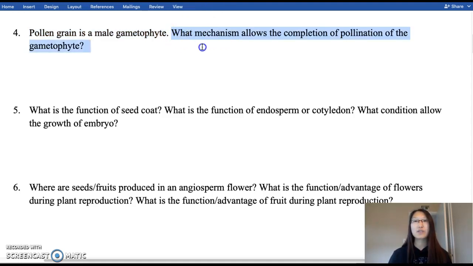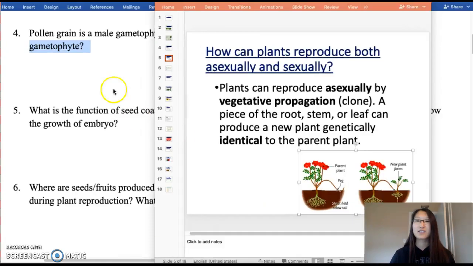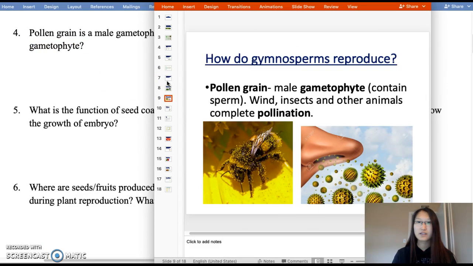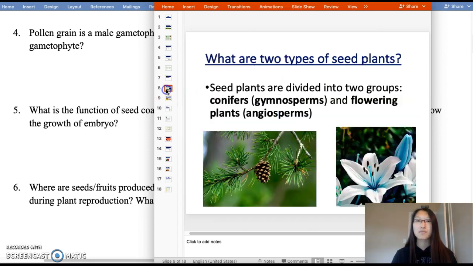What mechanism allows for the completion of pollination of the gametophyte? It's basically just the pollination process, which is right here. The wind, insects, or other animals allow the completion of pollination, where the pollen is brought to this part, the stigma of a plant, and then the pollen can travel from the stigma all the way down to the ovary, so that the sperm and the egg can meet in the ovary for the seeds to be produced in the ovary as well.